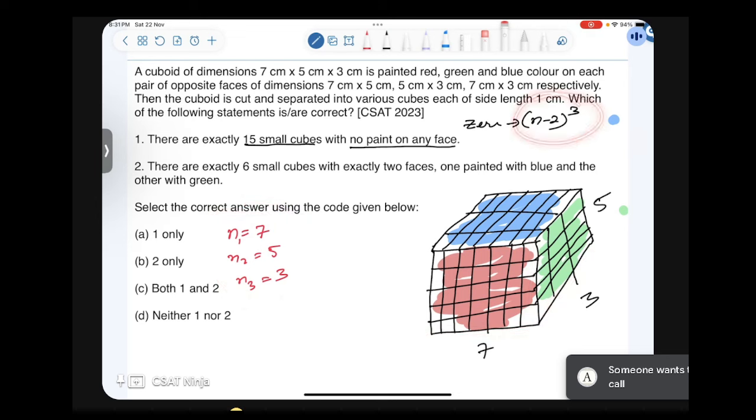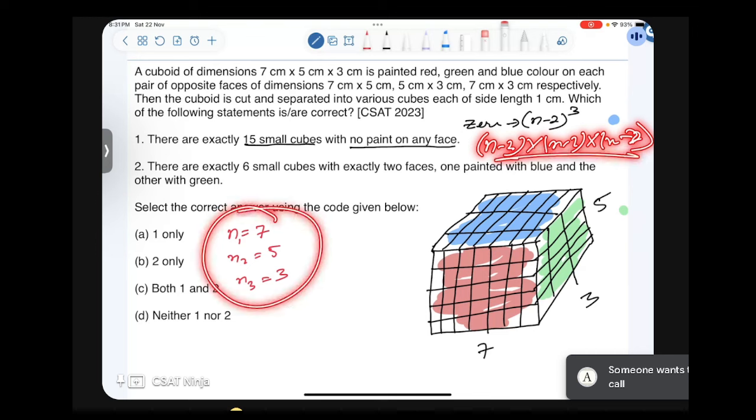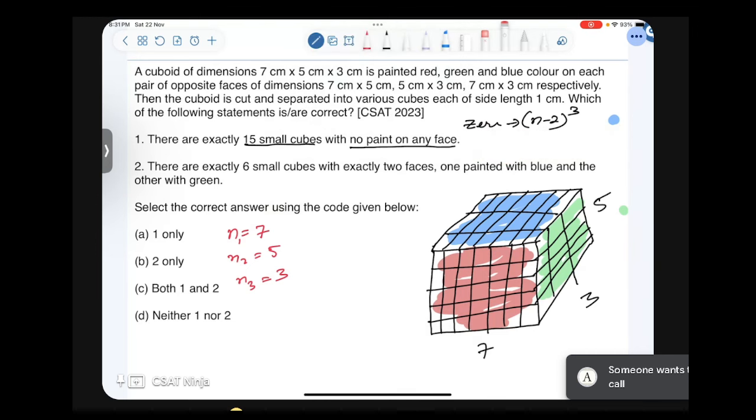n minus 2 3 times. That means n minus 2 into n minus 2 into n minus 2, right? So the formula was like this. So I can write this one down as 7 minus 2 into 5 minus 2 into 3 minus 2.